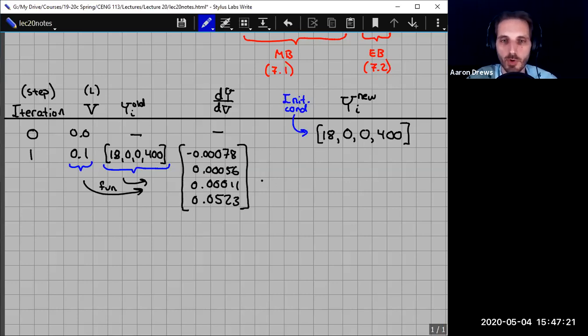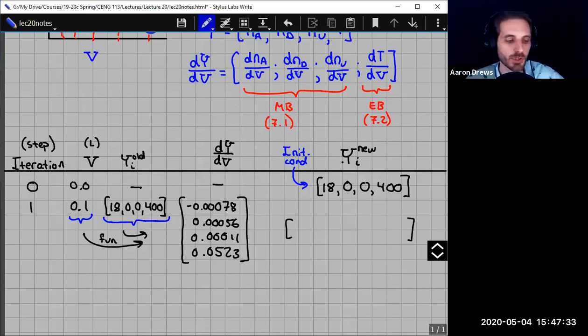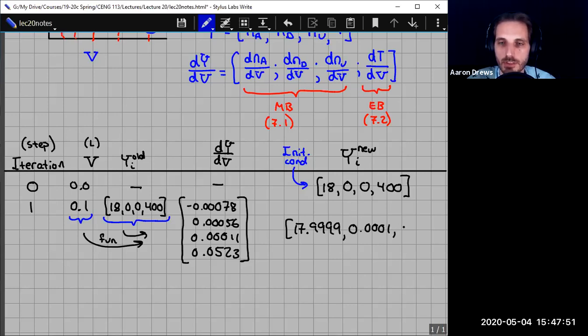In order to go from that slope over into our new value of y, we just multiply the two together and add them to the previous one, right? So we apply this big highlighted equation, which if we wanted to do inside of MATLAB, I'll show you the code in a minute, but the result would be a long set of numbers: 17.9999, 0.0001, 0.0000, and 400.0052. That's all one column vector or row vector. I just ran out of space.